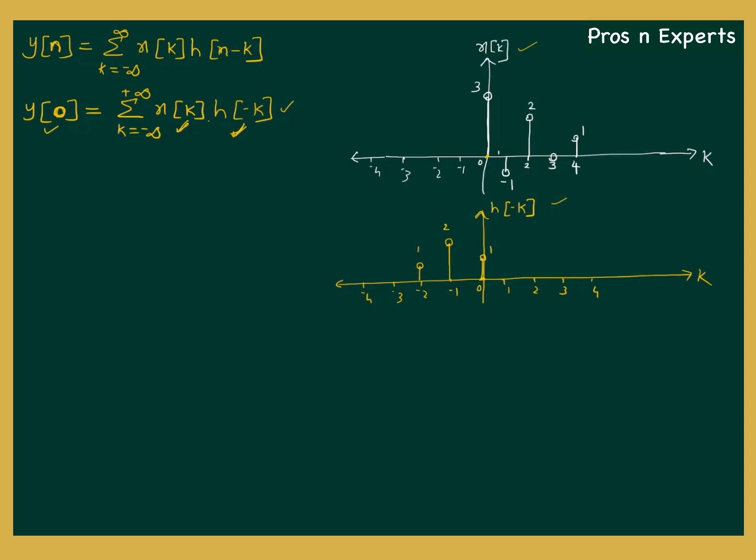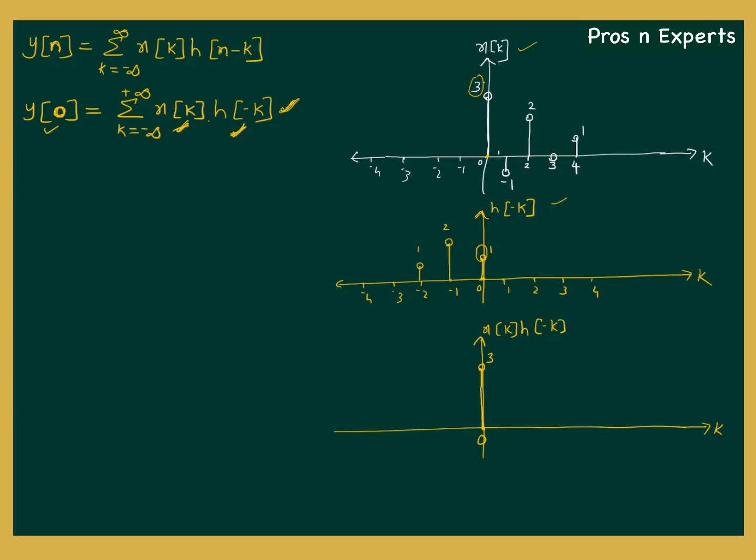So here x of k and h of minus k. So according to this equation, what we have to do is multiply x of k and h of minus k. So how will you multiply? I'll draw this for you. I'm going to draw x of k into h of minus k. Multiplication is nothing but sample wise multiplication. You have to multiply corresponding samples at corresponding time points. Okay, so at k equal to 0, what you will get is sample 3 multiplied by sample 1. Okay, amplitude is 3 and amplitude is 1, so the product is 3 itself.